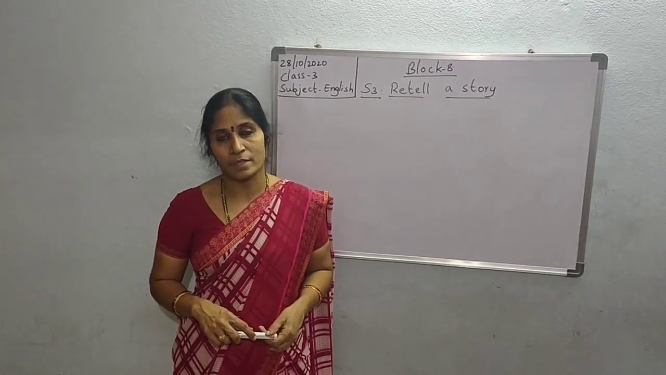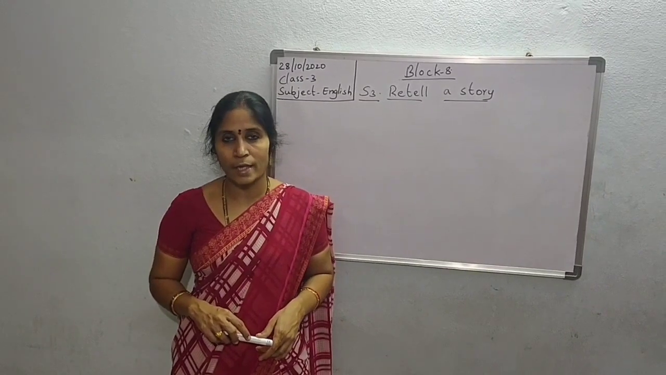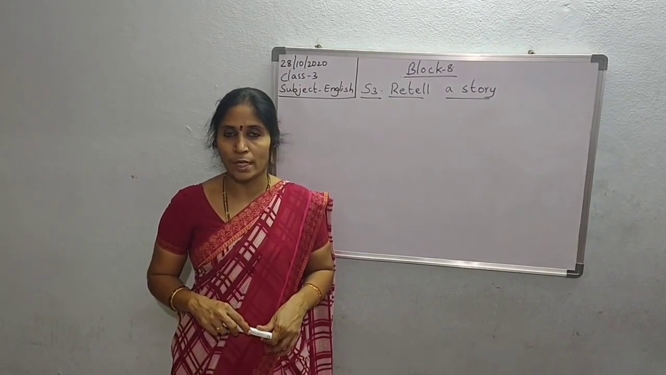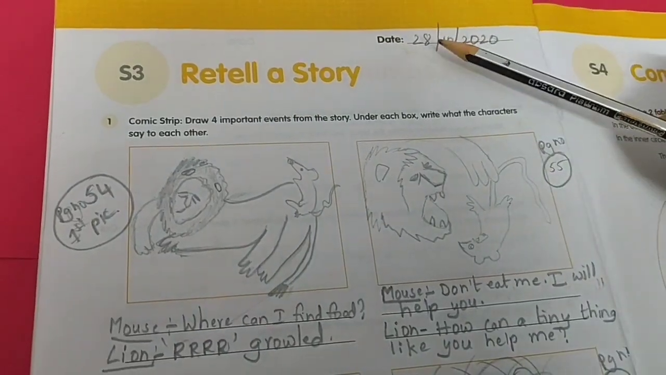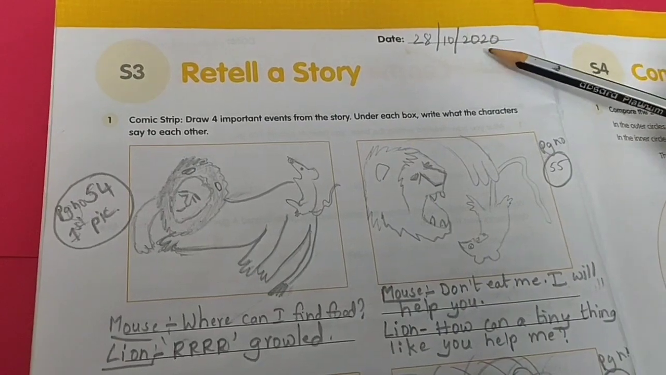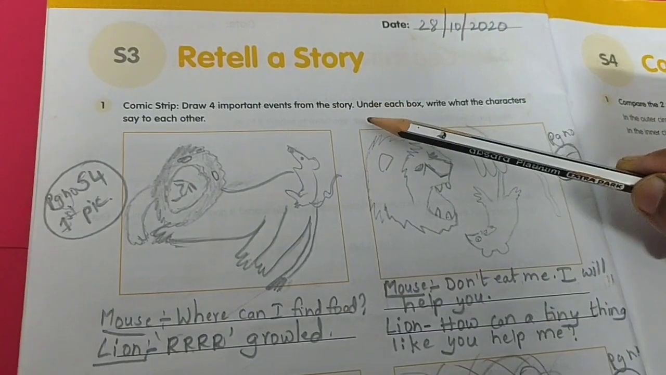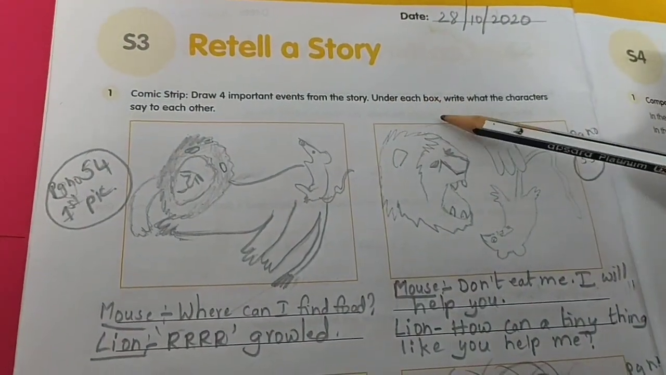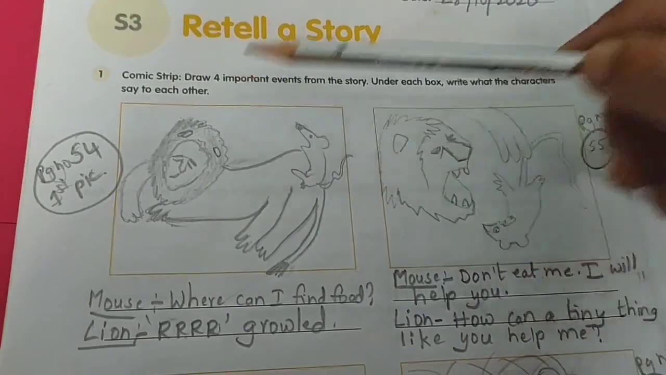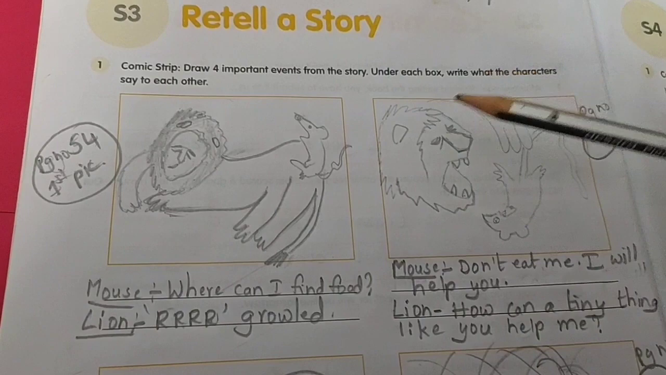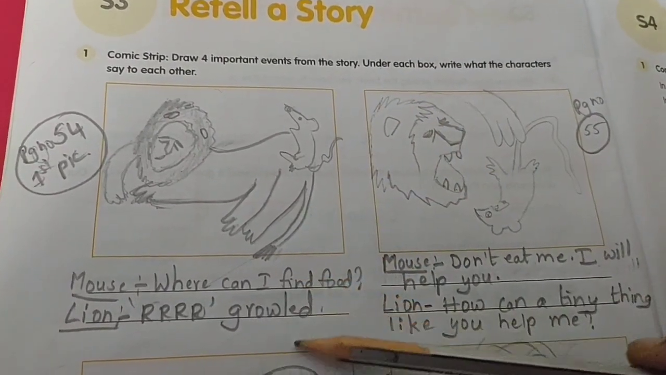it can harm us. Okay, children, now we are going to prepare the comic strip of the story Lion and the Mouse in our workbooks. So, open your English workbooks. S3, retell a story. Write today's date, children, 28-10-2020. See, comic strip. Draw four important events from the story. Under each box, write what the characters say to each other. We are not going to write the story, we are just going to write the sentences the characters are talking.